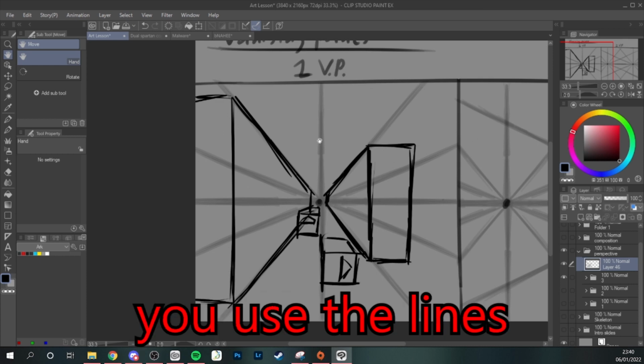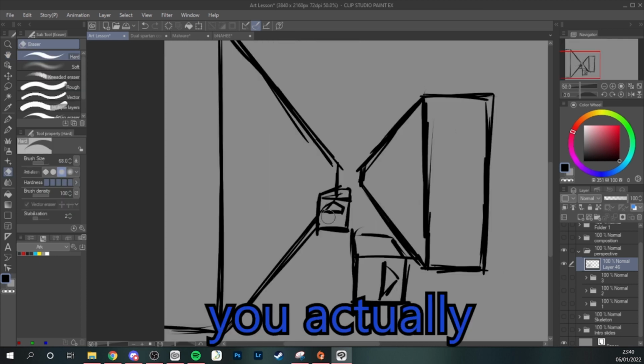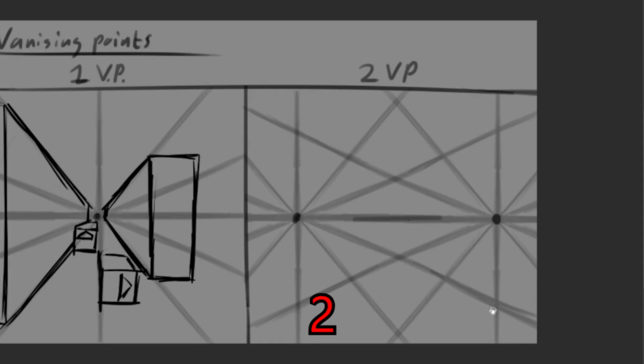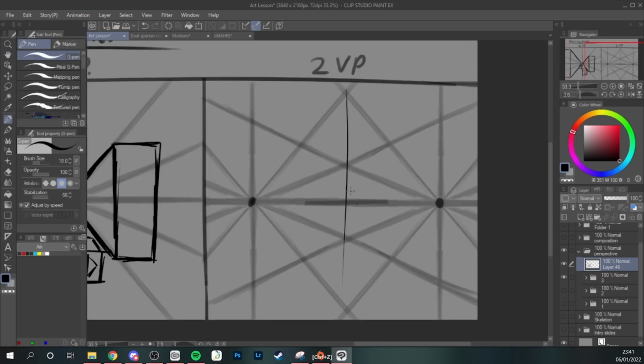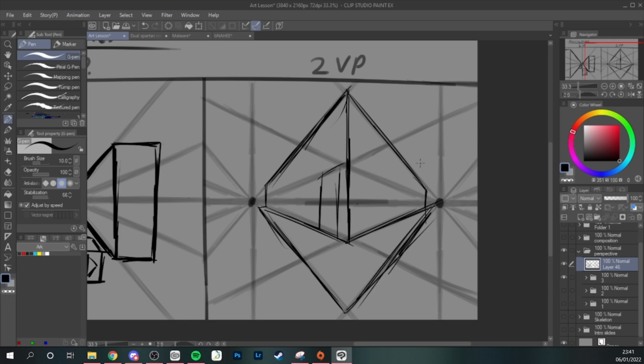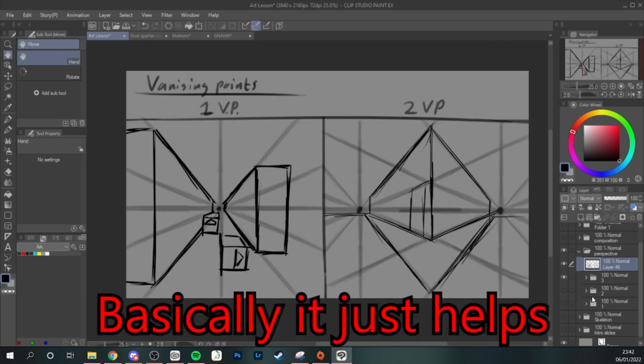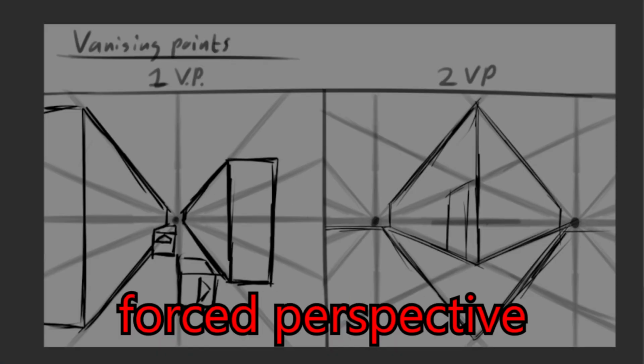So there, you use the lines to help you do that. Oh my god, you actually did do the Beat Saber cubes. On to 2 vanishing points. Basically, it just helps you draw a better forced perspective.